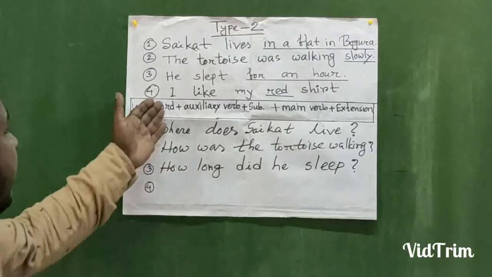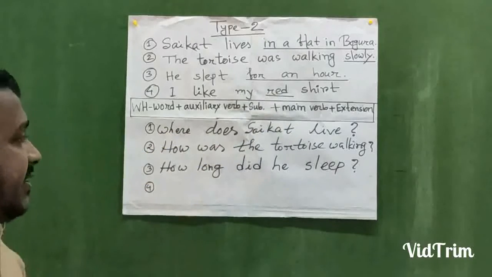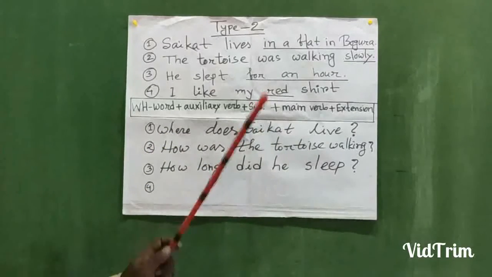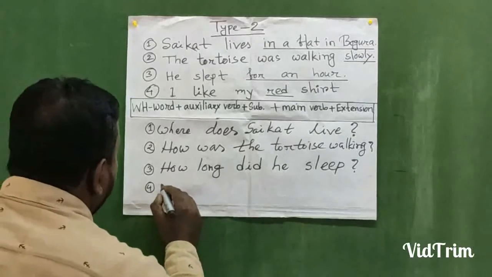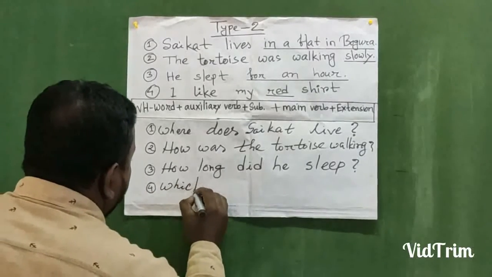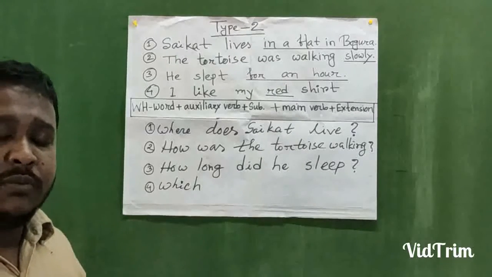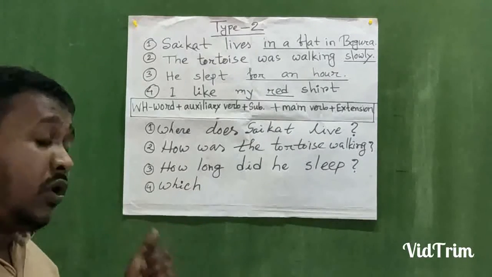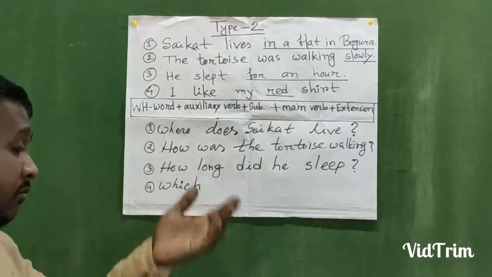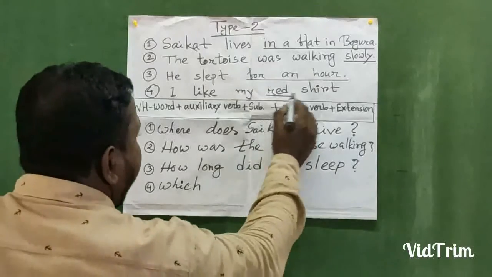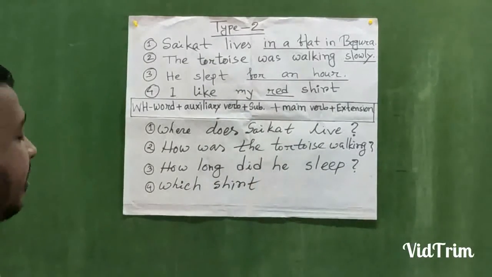Sentence number 4. I like my red shirt. Here you see the underline is under red. So for red, which WH word do we use? Which. Here notice, after which sometimes there is another word, like how many, how much. We have to use the noun after the WH word. Then comes the auxiliary verb. Which red shirt? Which shirt? Red shirt, which shirt?